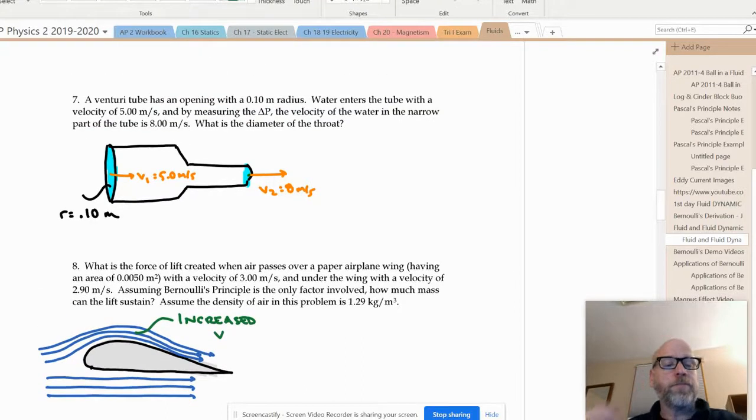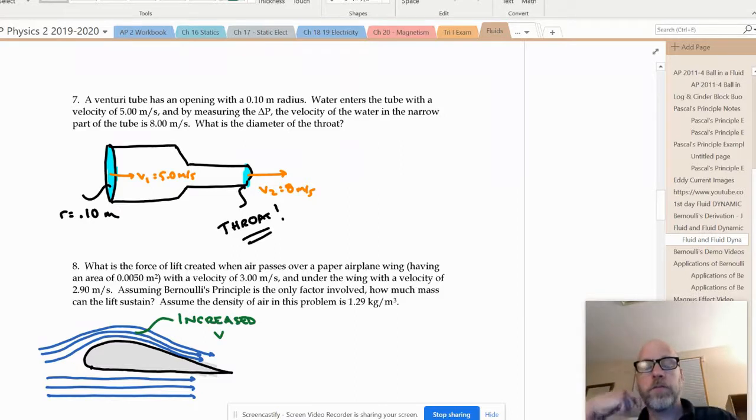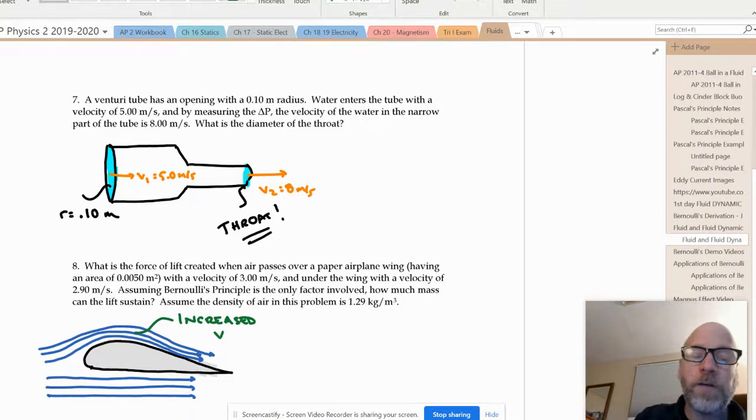Number 7. The Venturi tube has an opening with a radius of 0.1 meters. Water enters the tube with a velocity of 5 meters per second, and by measuring the difference in pressure, the velocity of the water in the narrow part of the tube is 8 meters per second. What is the diameter of the throat? The throat. Oh, this is the throat, where it gets constricted.